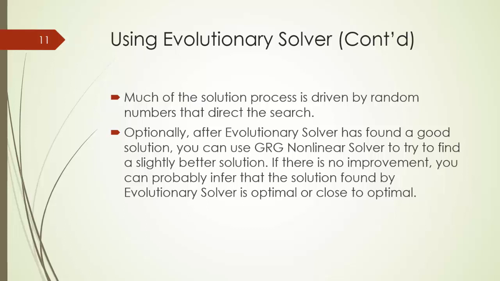Optionally, after Evolutionary Solver has found a good solution, you can use GRG nonlinear solver to try to find a slightly better solution. If there's no improvement, you can probably infer that the solution found by Evolutionary Solver is optimal or close to optimal. In the next video, we'll use a simple example that is difficult for GRG nonlinear solver to demonstrate how to implement Evolutionary Solver.